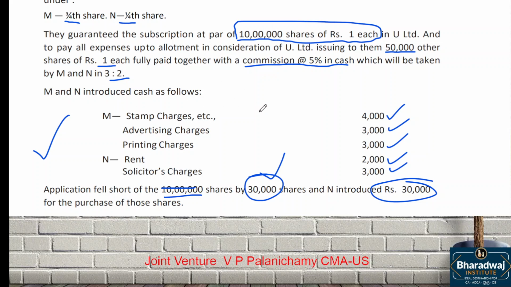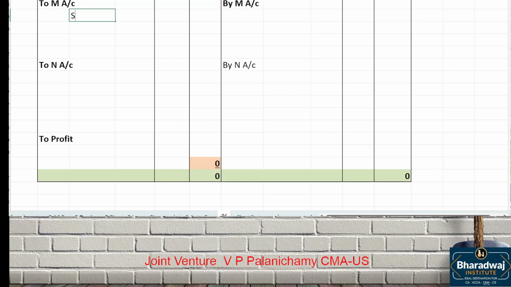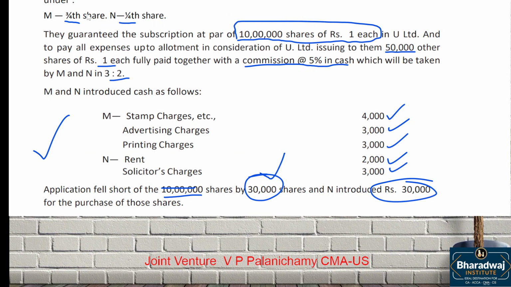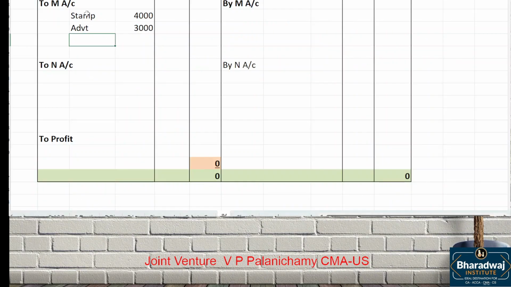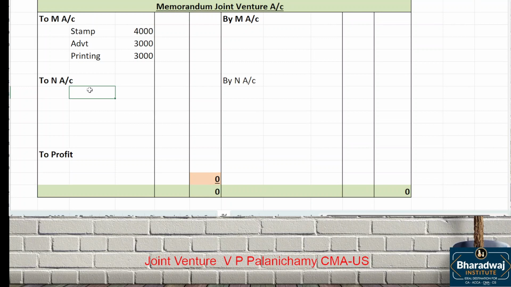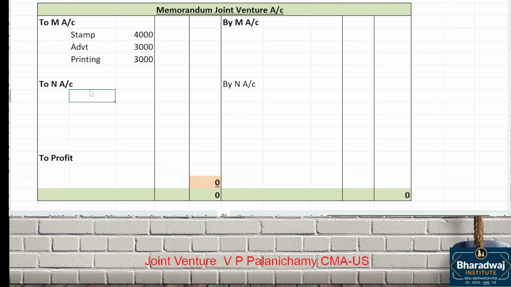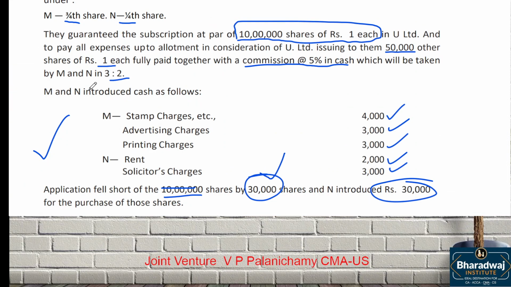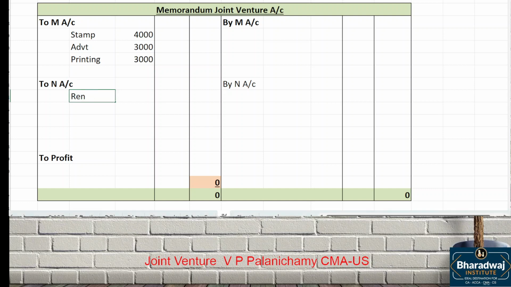What and all is paid by M? Stamp charges paid? 4,000. Then advertisement charges 3,000. Then printing charges 3,000 paid by him. Then what is paid by N? Rent. Rent 2,000.